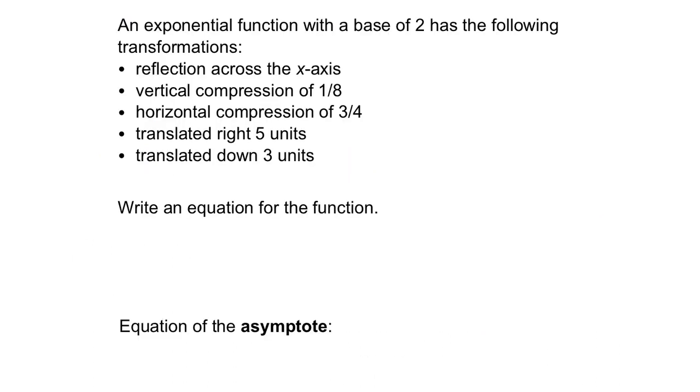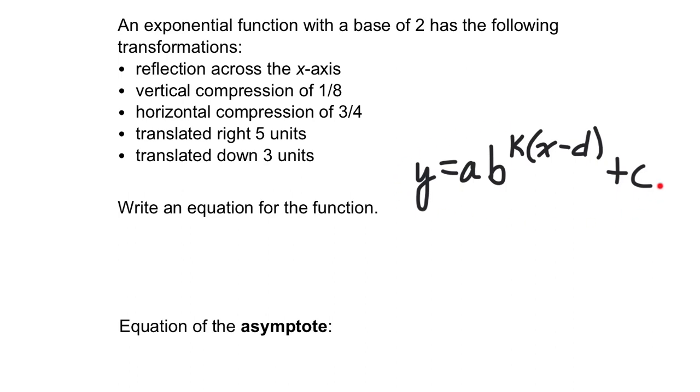We can also come up with an equation of a function based on a description like this. An exponential function with a base of 2 has the following transformations: a reflection across the x-axis, a vertical compression of 1/8, a horizontal compression of 3/4, translated right 5 units and translated down 3 units. We're going to write an equation of the function and also the equation of the asymptote.